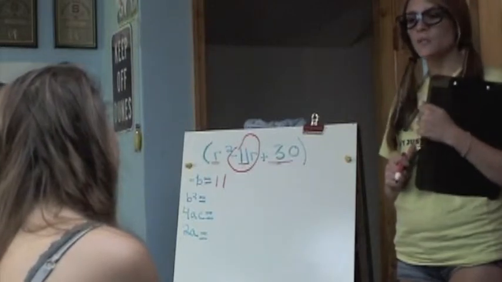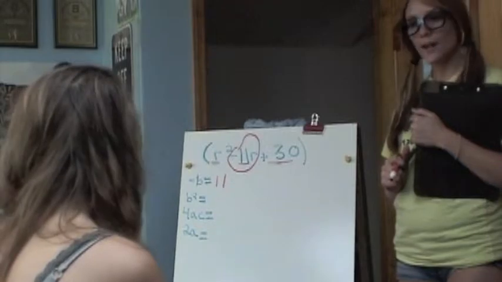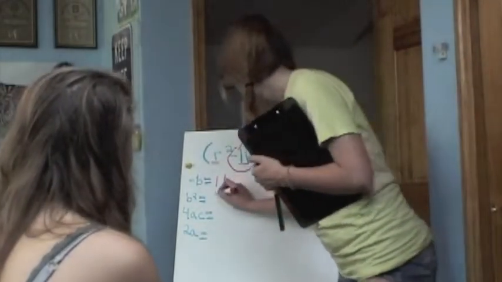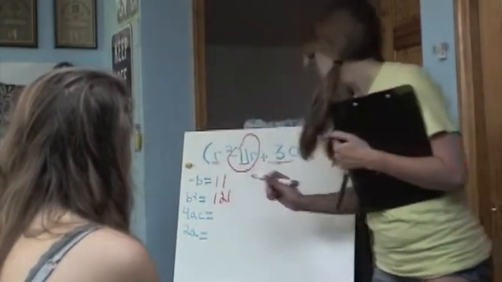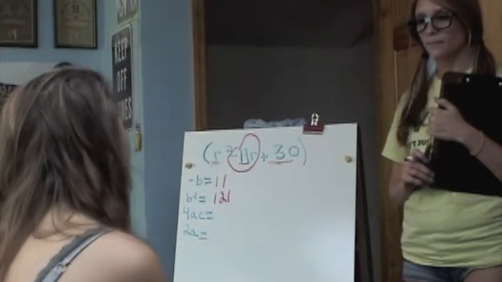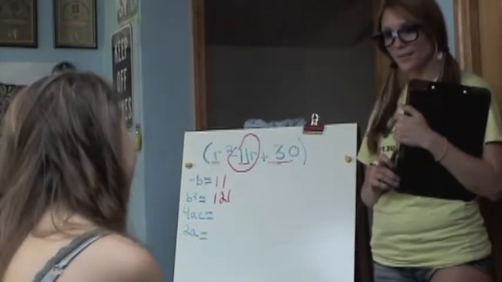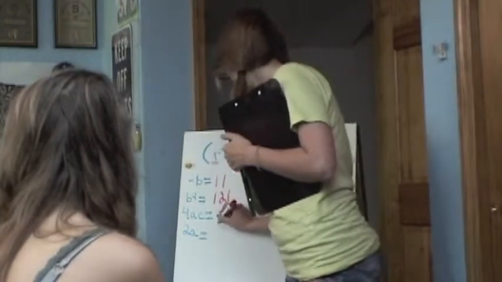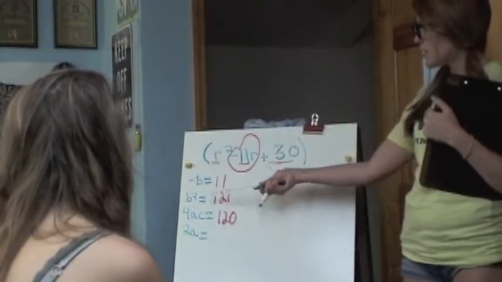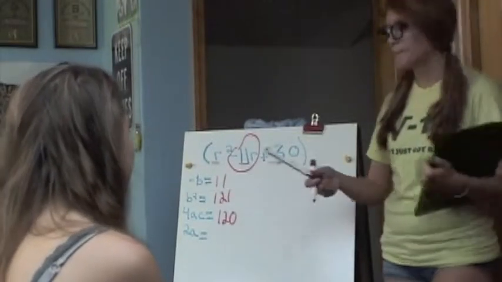What is the value of b squared? 121. Correct, because negative 11 squared is 121. What would be the value of 4ac? 120, right? Correct. These numbers are big. To find 4ac, you multiply 1 times 30 times 4, which is 120.